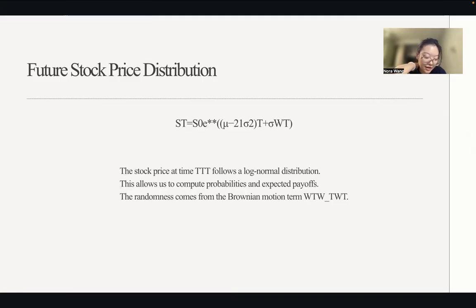By solving the stochastic differential equation, we get an expression for the future stock price, which is S_T equals S_0 times e to the power of those terms. And this tells us the stock price is log-normally distributed, and this distribution also allows us to compute the probability and expected payoff, which are essential for valuing the option.